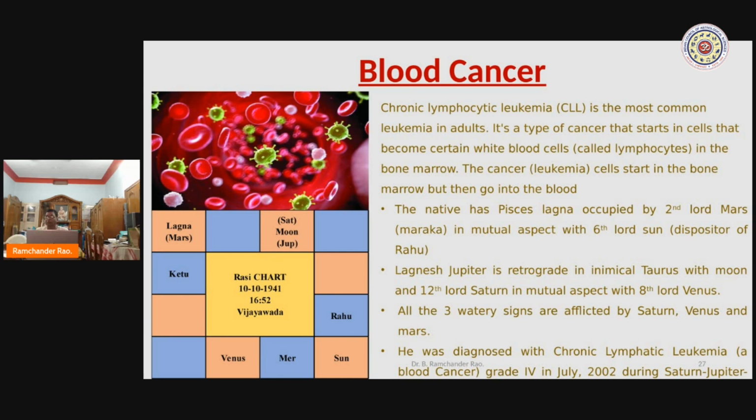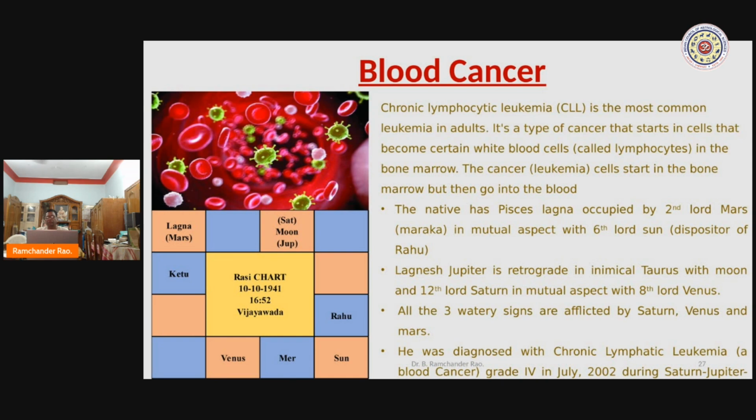All the water signs are affected by Saturn, Venus and Mars. What are the water signs? Cancer. Cancer is aspected by Saturn, right? Then Venus. Venus is aspected by Saturn. Scorpio is aspected by Saturn. And you can see that Pisces is where Mars is located and aspected by Sun.